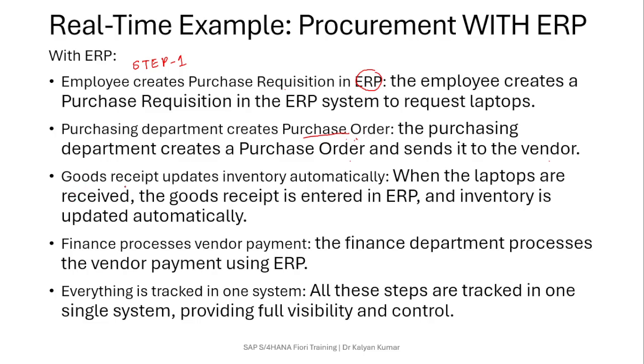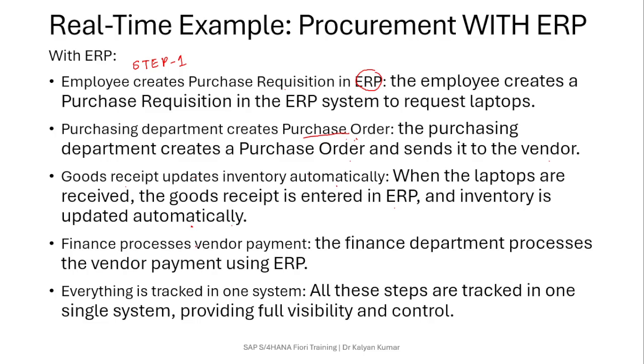Next, goods receipt updates inventory automatically. When the laptops are received, the goods receipt is entered in ERP and inventory is updated automatically. Once the purchase order is placed with the vendor, the vendor will supply the laptops. Once the vendor supplies the laptops, the stock of laptops, or inventory, will automatically be updated in the stock present inside the warehouse.